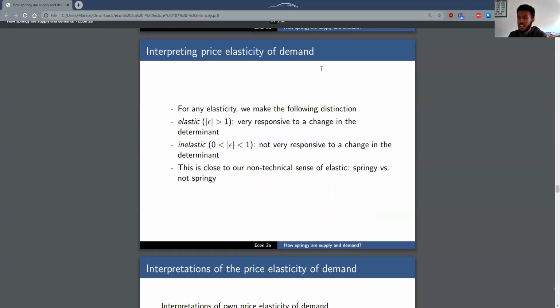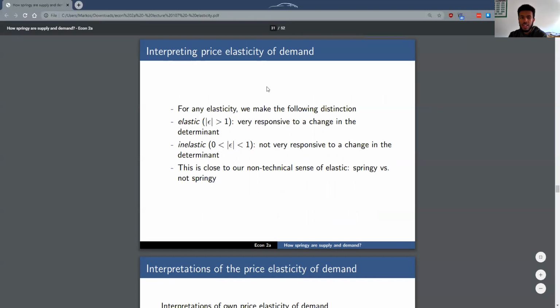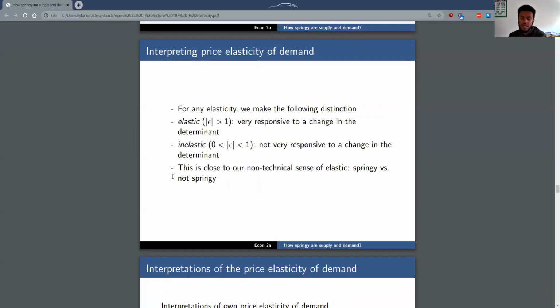And then here is how you interpret elasticities. Something is considered elastic if its absolute value of elasticity is greater than 1. That means that it's very responsive to a change in the determinant. It's inelastic if it has an elasticity between 0 and 1, which means that it's not very responsive to a change in the determinant. This is kind of similar to the non-technical terms we've been using, which is springy versus non-springy.